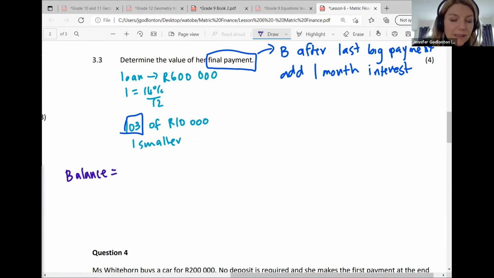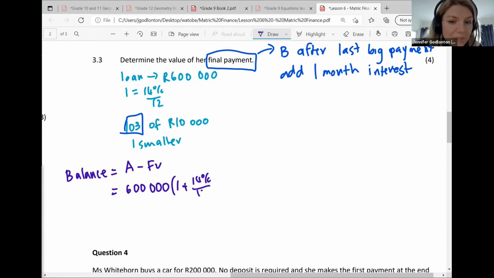So my balance is going to be my A minus my FV. Okay, we're going to start there. Now my A would be our 600,000 Rand, which is our loan. And then we have that at 14% compounded monthly for 103 payments.